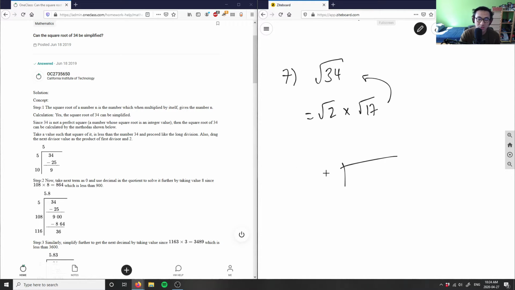So let me just walk through the solution as well. Basically, they're just using the concept of long division, right? So they have 5 and 34 here.